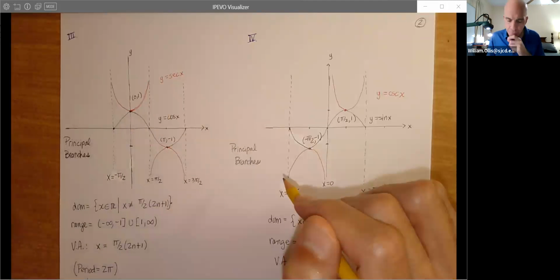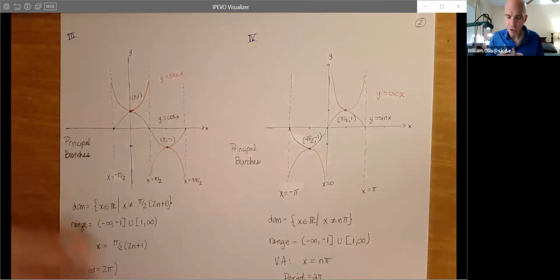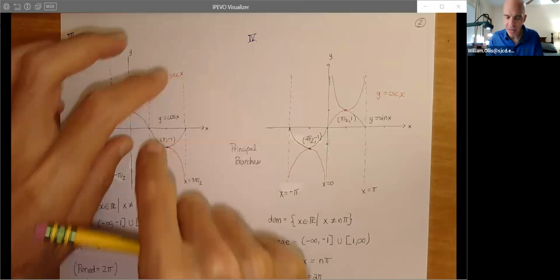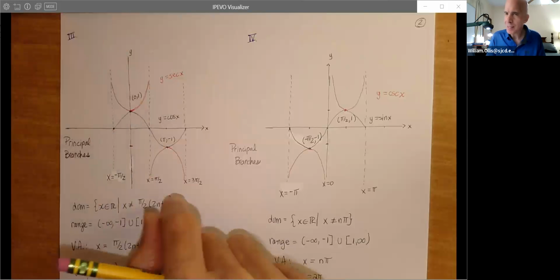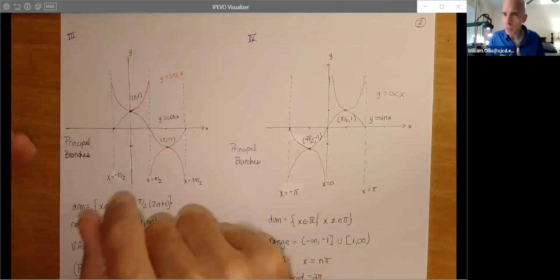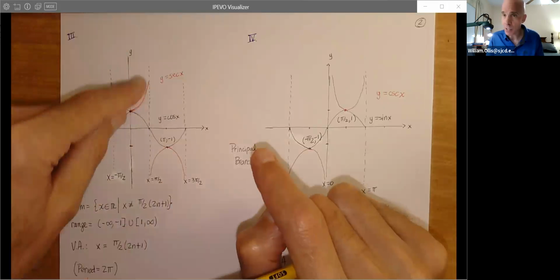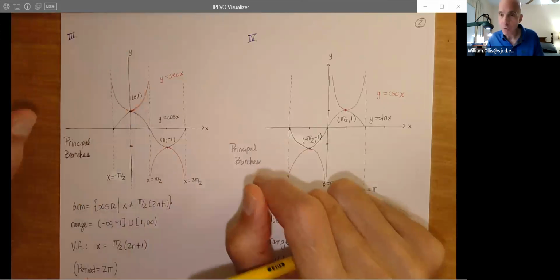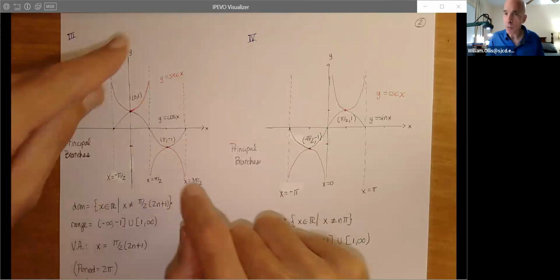So again, I wrote here principal branches because they're not continuous. That is, we've got this big old gap here. So you're thinking, okay, just like the tangent and cotangent function, these functions are discontinuous, but they are continuous on the actual pieces, so to speak. So instead of one branch here, we have two. We have an upper branch and a lower branch.